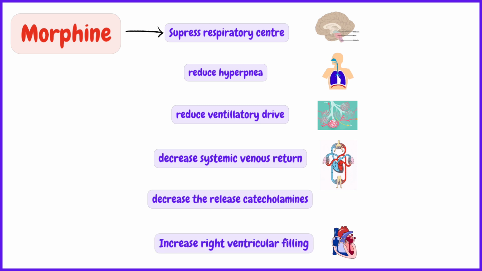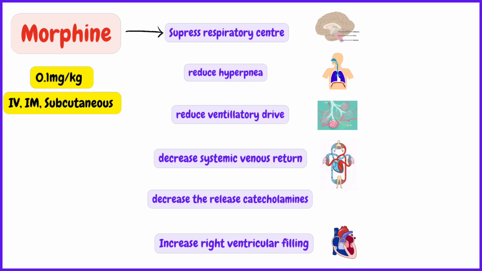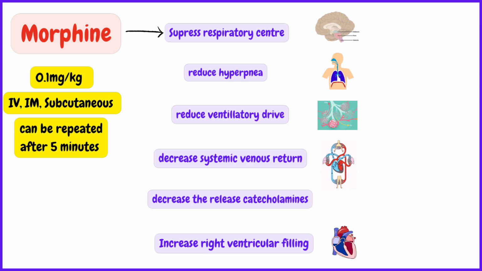relax the infundibulum. The dose of morphine is 0.1 mg per kilogram, and it can be given intravenous, intramuscular, IM, or subcutaneous. It may be repeated after 5 minutes. The ventilation facilities should be at hand.